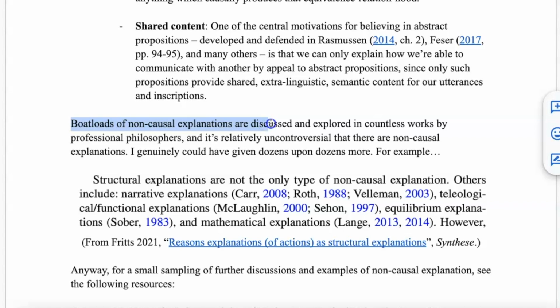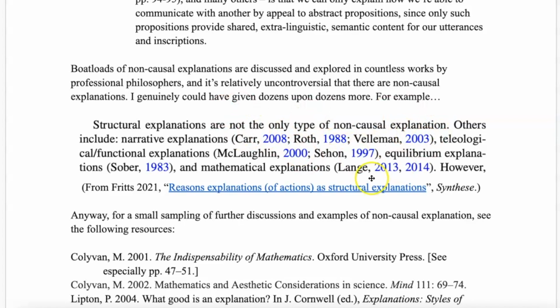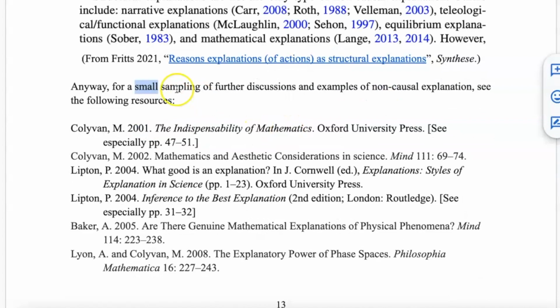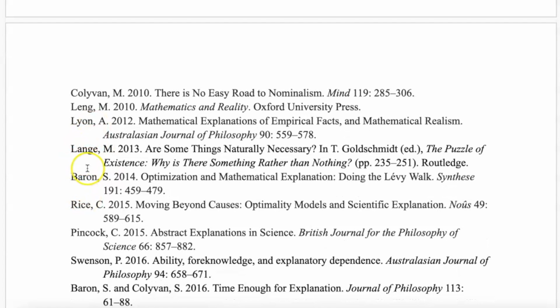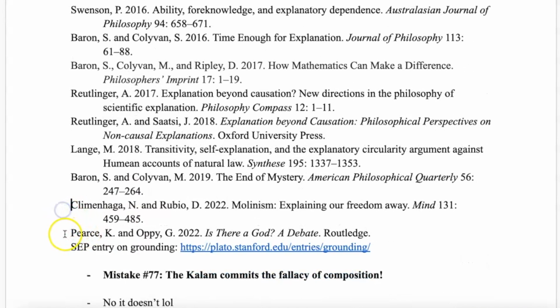Boatloads of non-causal explanations are discussed and explored in countless works by professional philosophers, and it's relatively uncontroversial that there are non-causal explanations. I genuinely could have given dozens upon dozens more. So, for example, this is just from one of Megan Fritz's papers in Synthese: structural explanations, narrative explanations, teleological or functional explanations, equilibrium explanations, mathematical explanations, etc. And anyway, I truly mean this is a small sampling of further discussions and examples of non-causal explanation. You can see the following resources by Mark Colyvan, Peter Lipton, Baker, Leng, Lange, Barron, Rice, Pincock, Swenson, etc., Weslake, Kleinberg, Pierce, SEP, etc.